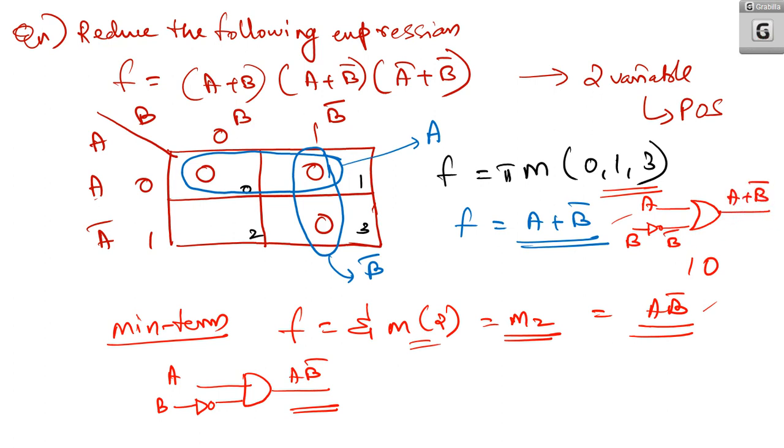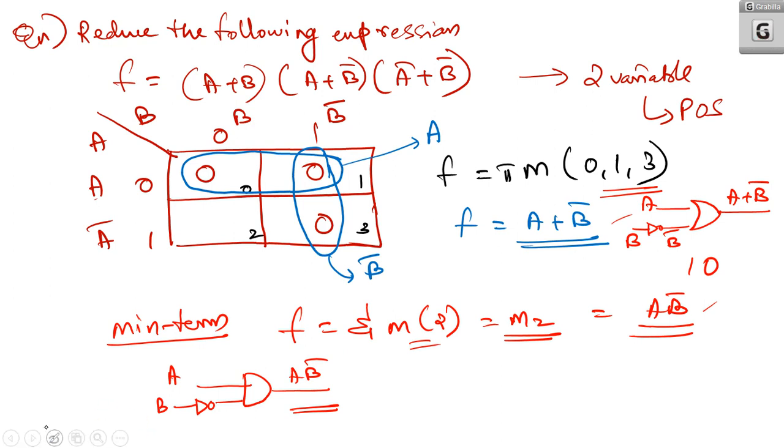Okay. So hope you have understood how to take pairs. This is the way in which you can take pairs. Whereas if you are getting the SOP form, ones can be paired. In POS form, zeros can be paired. So I think you got the concept of how to reduce an expression using this K-map.